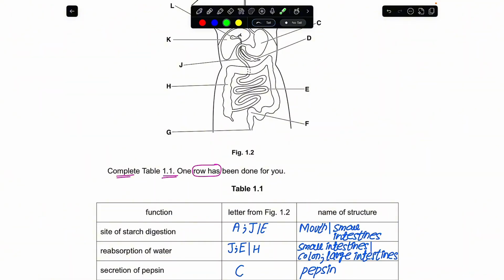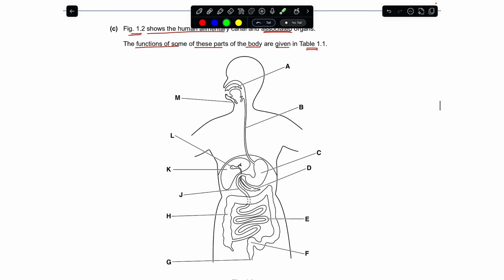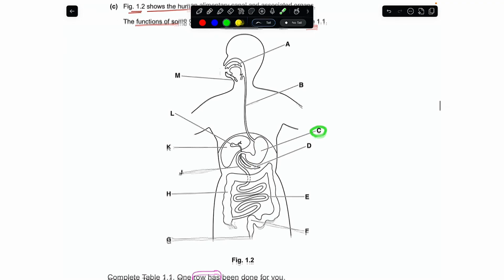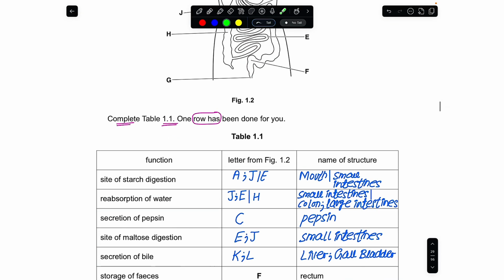They say secretion of the pepsin. Pepsin is always secreted within the stomach. So the letter that we have here is C, and we don't have any other choice. The secretion of the pepsin, the letter is C, and the name of the structure we would not write as pepsin, but rather we would write this as stomach.